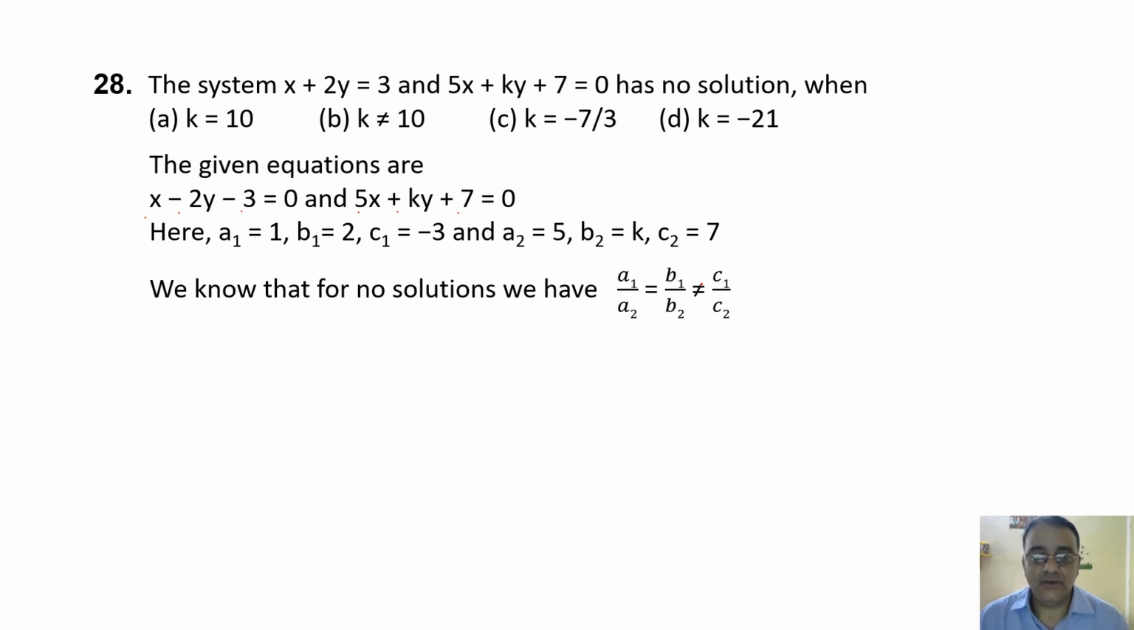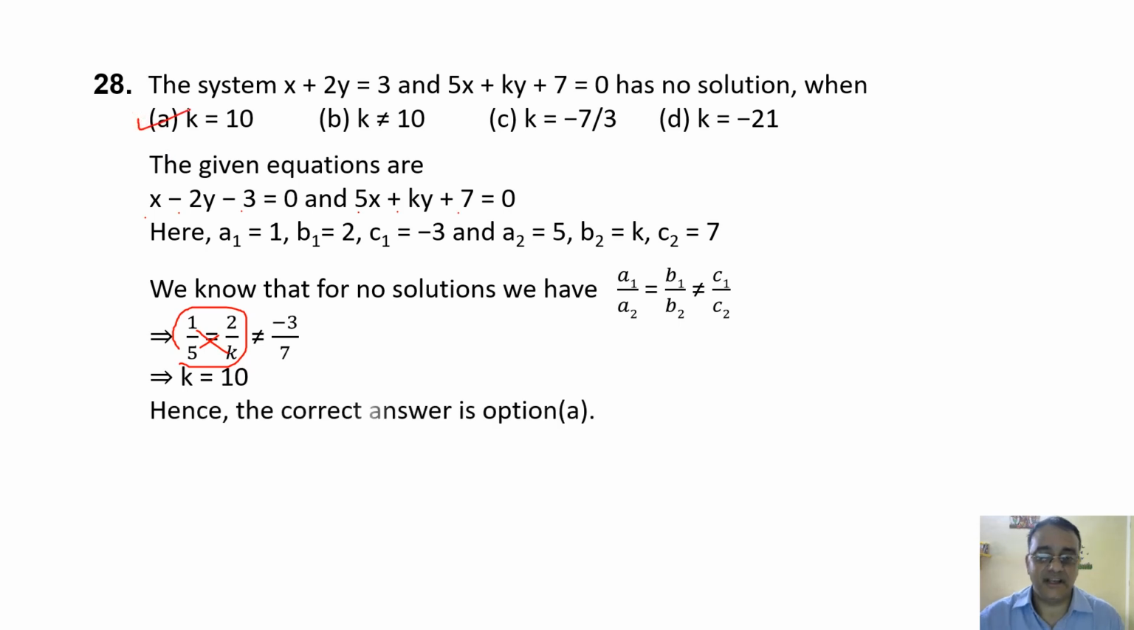Right. So now what is A1 upon A2? 1 by 5. Very good. B1 upon B2? 2 by k. Very good. C1 upon C2? Minus 3 by 7. Right. So we'll substitute all. Okay. So now we'll take this one only. If you cross multiply, what will you get? k equal to 10. Right. k is equals to 10. So what is the correct option? Option A. Right.